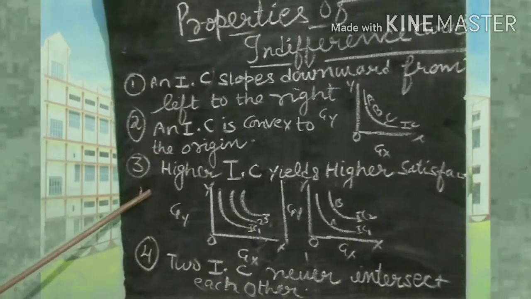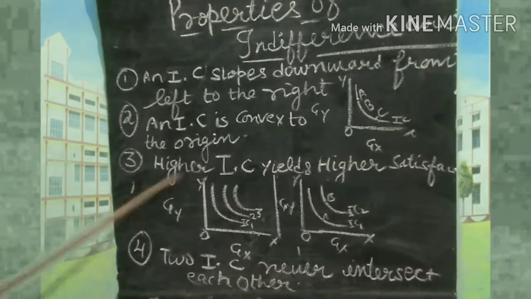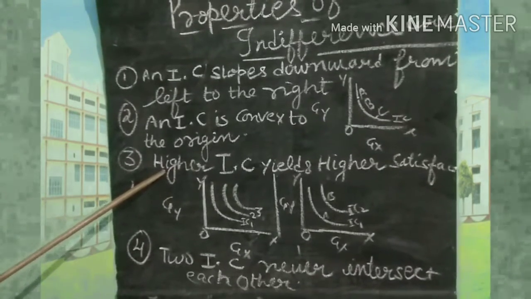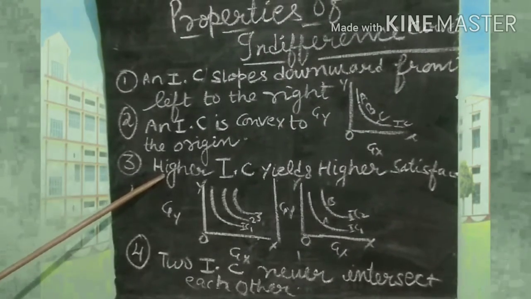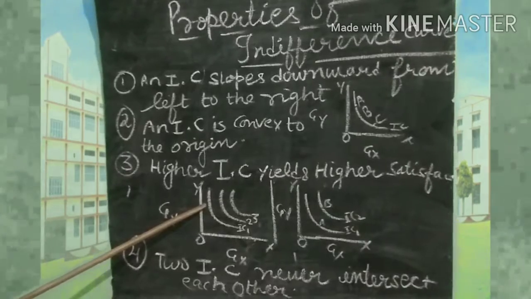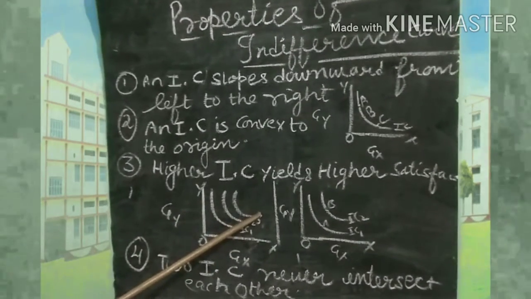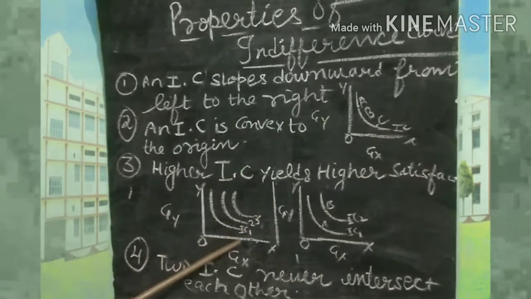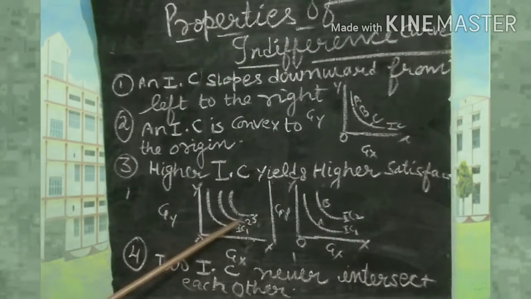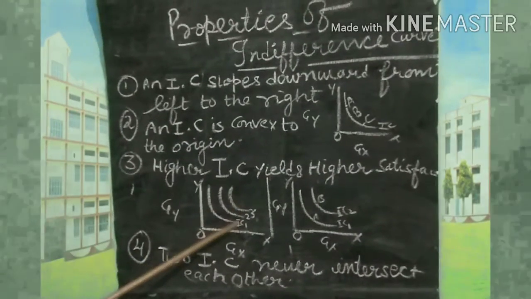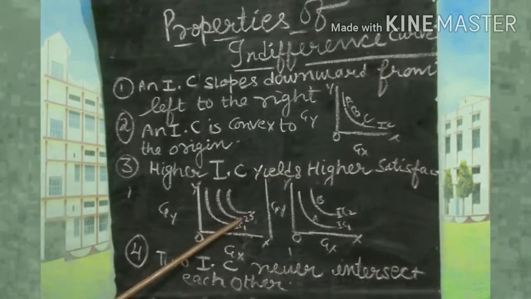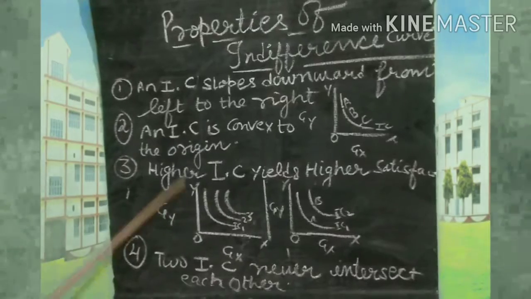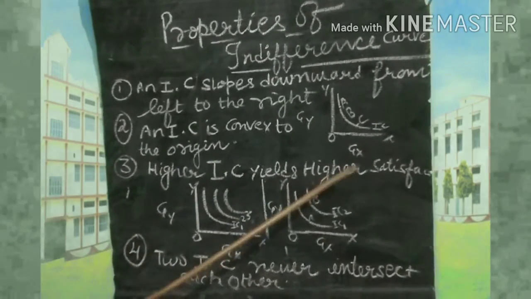Then the third heading, higher indifference curve yields higher satisfaction. Higher indifference curves represent those combinations which yield more satisfaction than the combinations on the lower indifference curve. As all of you can see here, IC3 will give you more satisfaction in comparison to IC2 and IC1. IC2 will give more satisfaction in comparison to IC1, and IC3 will give him more satisfaction in comparison to IC2. That's why the heading, all of you can observe here again, higher indifference curve yields higher satisfaction.